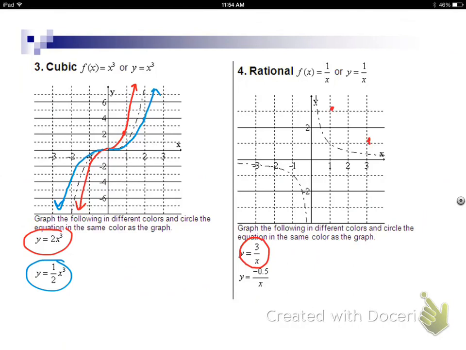Next we have a rational function, and like I said, graph this in your calculator and it's going to help you find these patterns. Okay, so there's the 3 over x. So a is 3. Here's the 3 over x. And then the negative 0.5 over x. Notice it reflects over the x-axis. So hopefully you're taking the time in between each one of these to spend the time graphing using your calculator. So pause the video again.